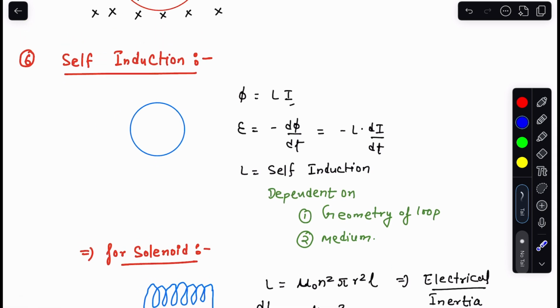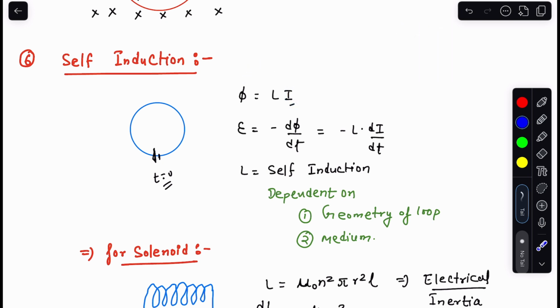Let's suppose we have connected a battery in this loop. At t equals 0, we have started the switch. As soon as we start the switch, the current will try to increase. So if you look at the flux at any time t, the flux is going to be Li. L is just a constant here, or the flux you can say is something like pi r square times B, the magnetic field. So flux is dependent on the current.